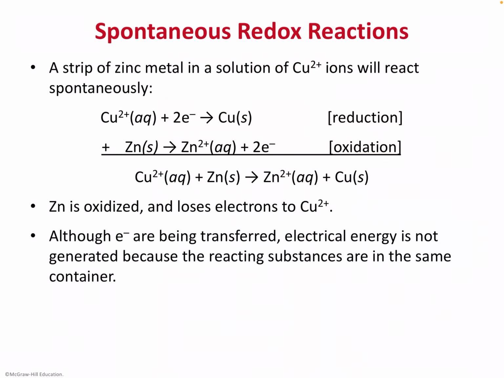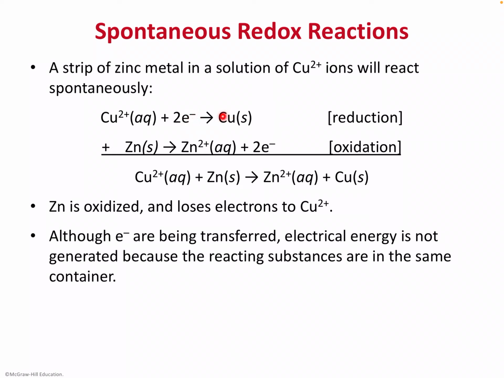So in a spontaneous redox reaction, let's see what's happening. A strip of zinc metal in a solution of copper ions will react spontaneously. So we have copper and zinc. Copper 2 plus, let's say copper nitrate, takes up electrons and becomes copper solid. This is the reduction. The copper is going to take 2 electrons and become copper solid.